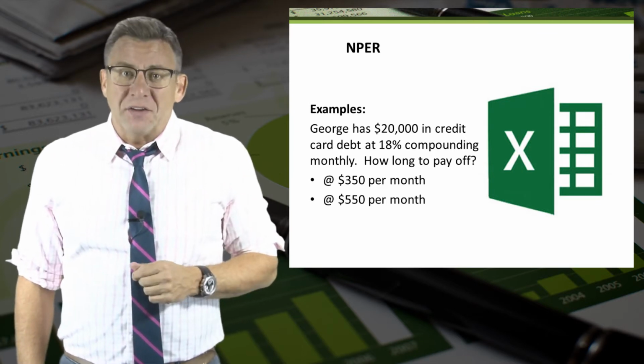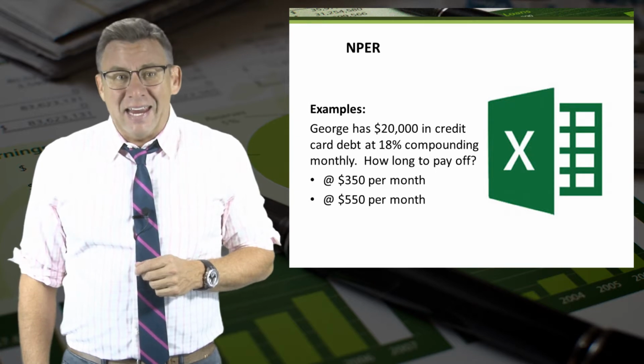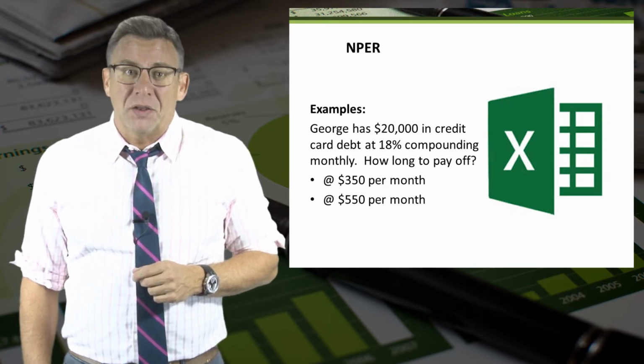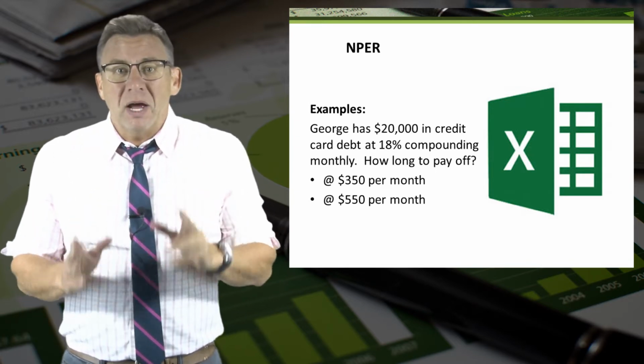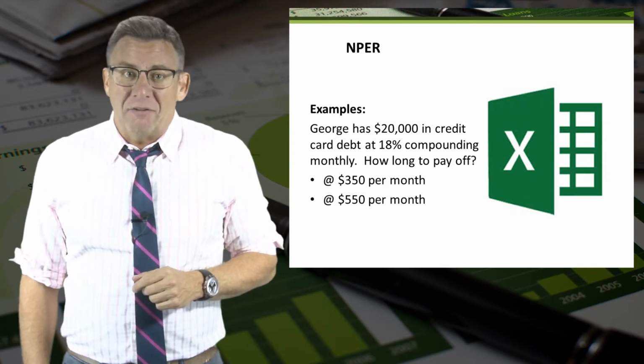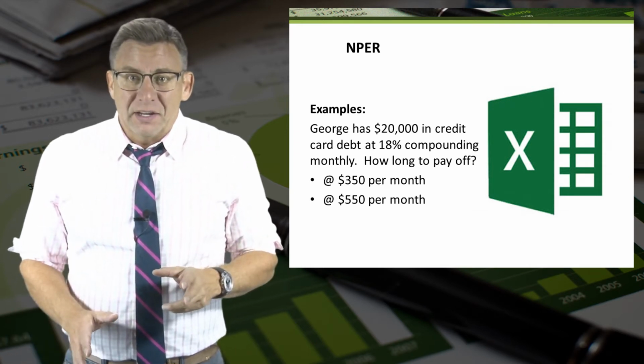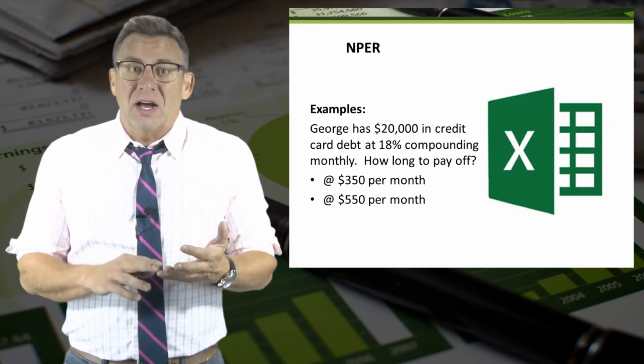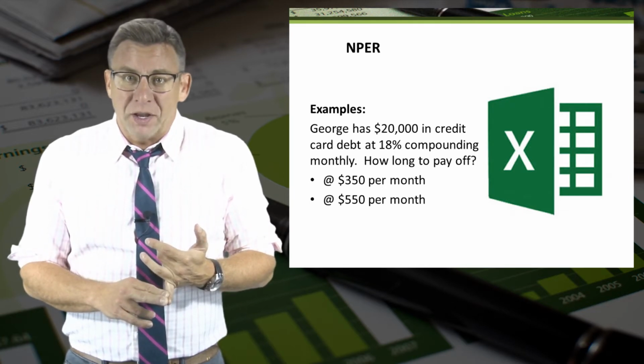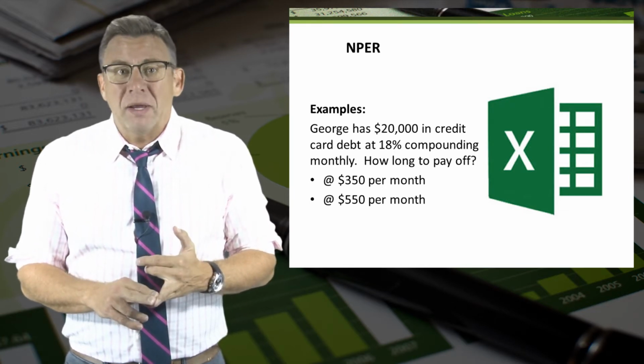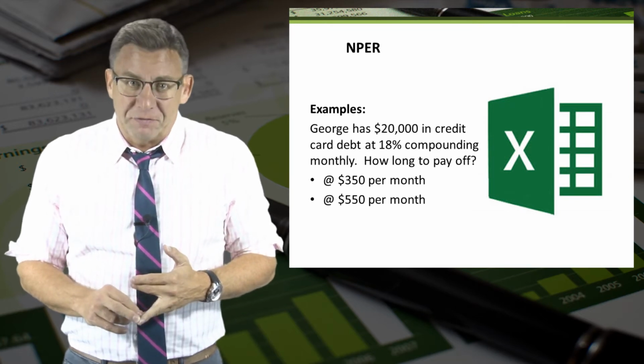George has $20,000 in credit card debt at 18% compounded monthly. How many months will it take him to pay off his credit card debt if he makes the monthly payment of $350 a month? And how many months if the payment is $550 a month?